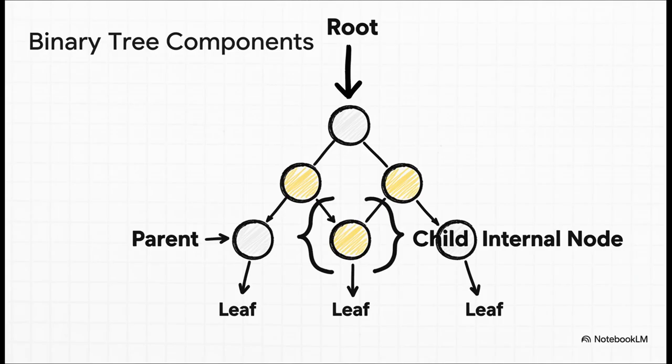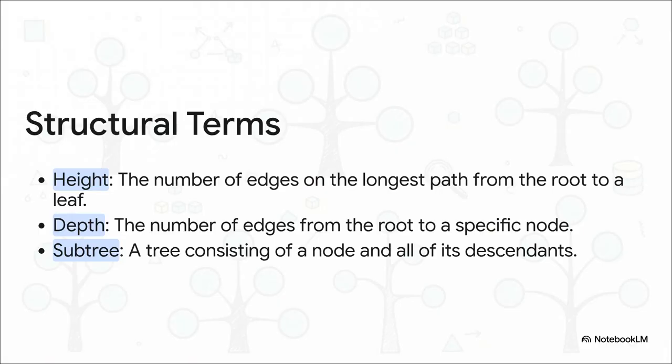The root is the single ancestor at the very top of everything. Every data point in the tree is just a node. A node that comes from another is its child, and the one above it is its parent. Simple enough, right? Now, the nodes at the very bottom, the ones with no children at all, we call those leaves. And pretty much any node that isn't a leaf, meaning it has at least one child, we call that an internal node.